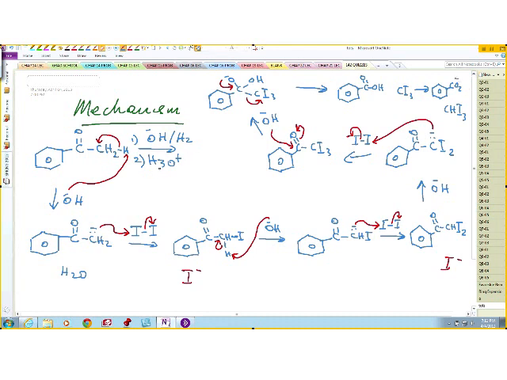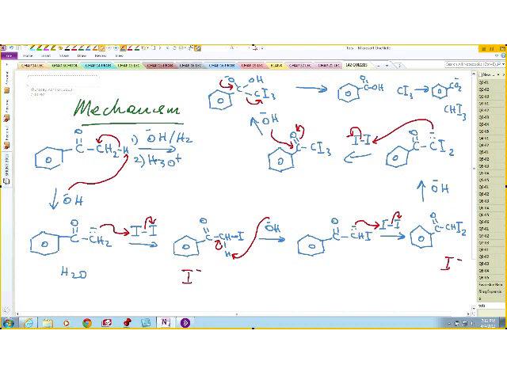Negatively charged. And then once you add the dilute acid, you then get the free acid. Okay, so that is the mechanism of the iodoform reaction. Okay, what time do we have? Okay, we have 20 minutes to go. One more reaction, then I'll let you guys go.